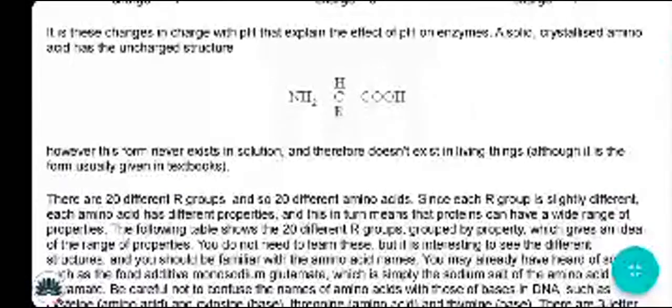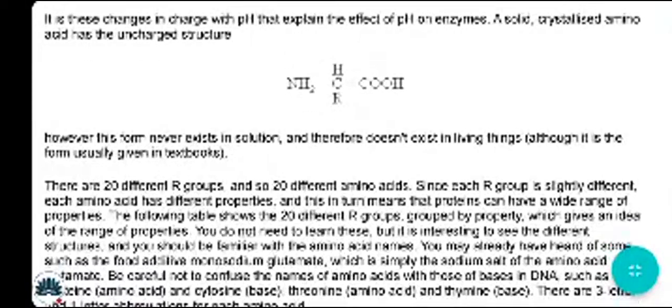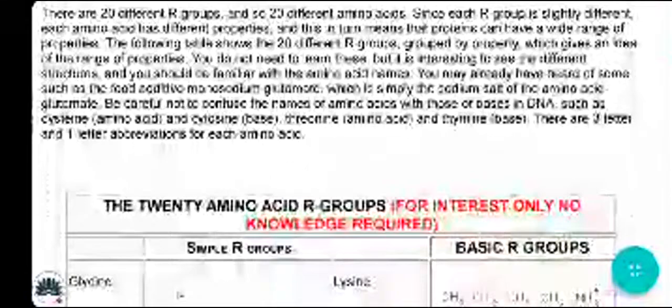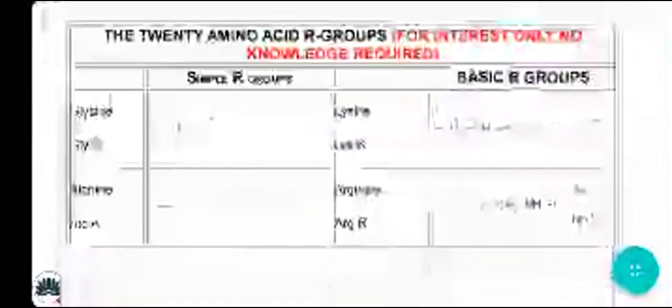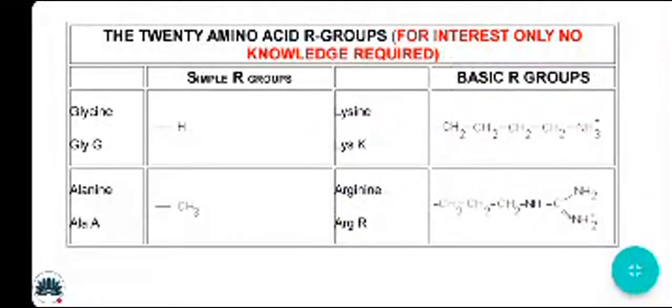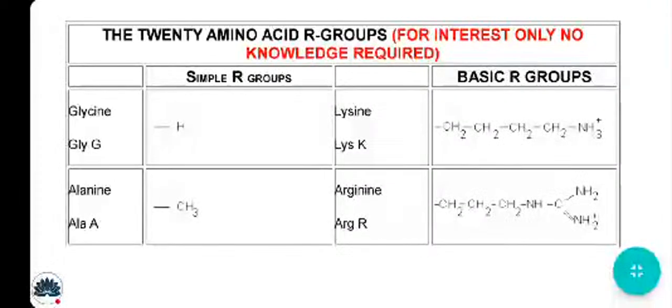This is about pH and alkali. No, that's not important for you. You are just required to acknowledge the structure of protein and its uses. There are 20 amino acids, and they are different due to the R groups, which provide the variety to the protein molecule. This is for interest only, no knowledge required.